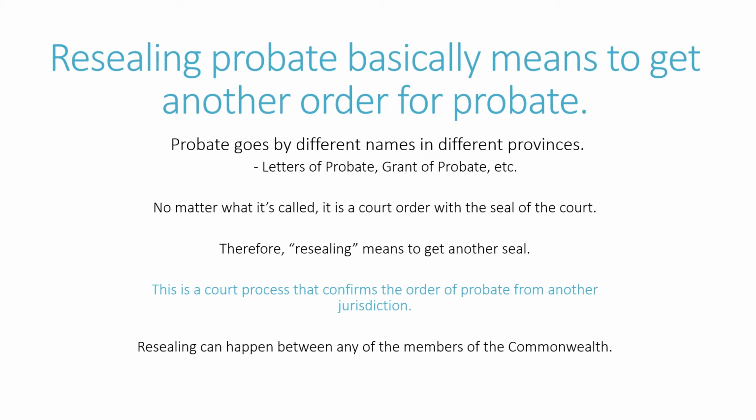Resealing can happen between any members of the Commonwealth. This means that a probate granted in one province can be resealed in another, or even in another country that's part of the Commonwealth. For example, a probate issued in Manitoba could be confirmed in Scotland, and vice versa.